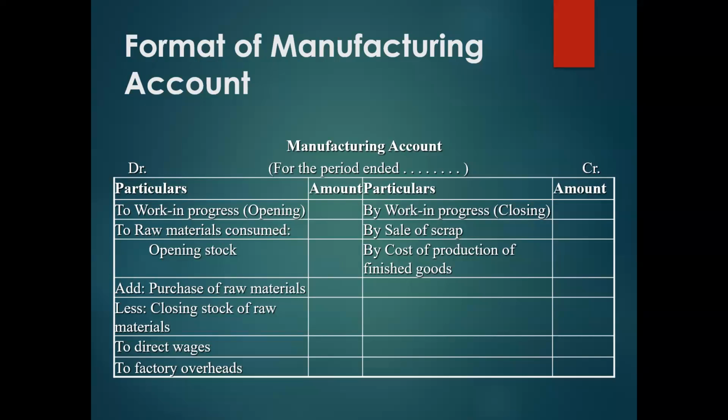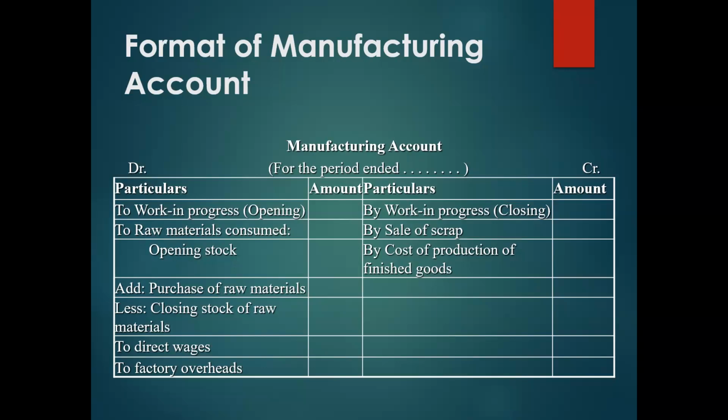And then direct wages given to the workers, and factory overheads, all the overhead expenses to run the factory. That is the production house, not the general organization, not the general administrative expenses, but here it refers to the production unit's expenses, all the factory overheads. So these things come under the debtor column.